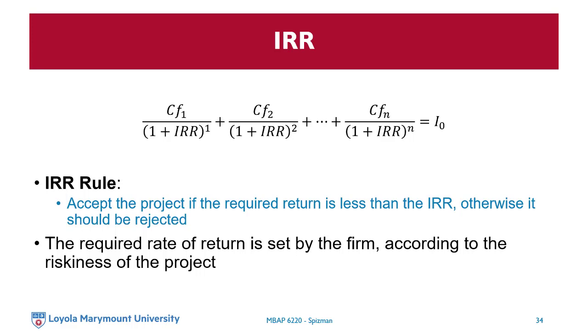Every project is going to have a required rate of return. If the IRR is above the required rate of return, you would accept the project. If the IRR is below the required rate of return, you would reject the project. And this required rate of return is set by the firm. We will talk more about how exactly that works, but in a nutshell, it's going to be partially based off of your weighted average cost of capital.